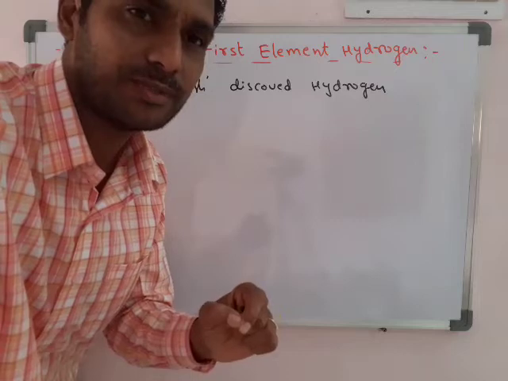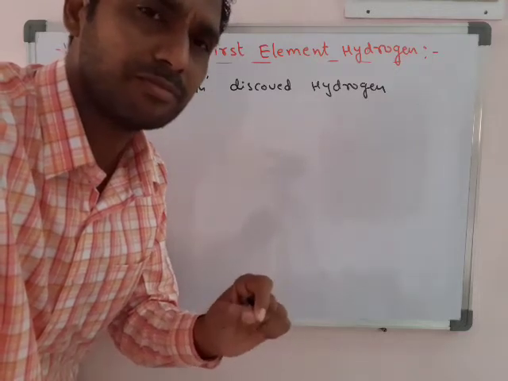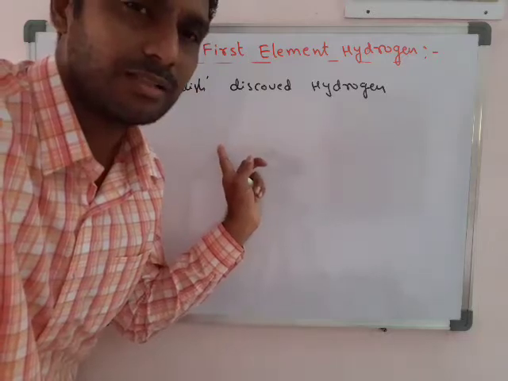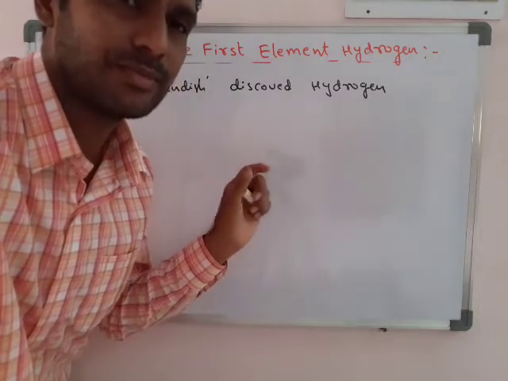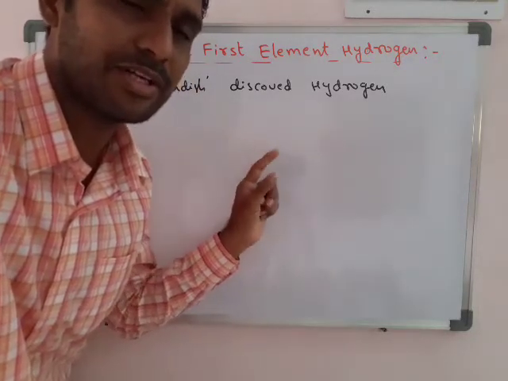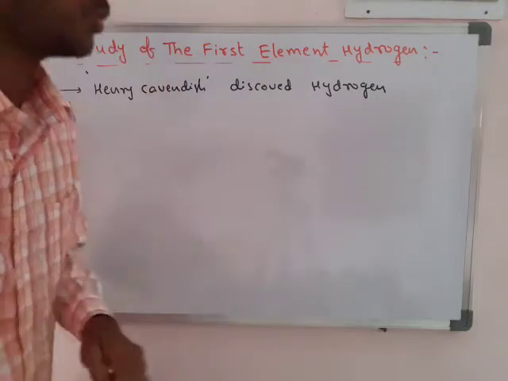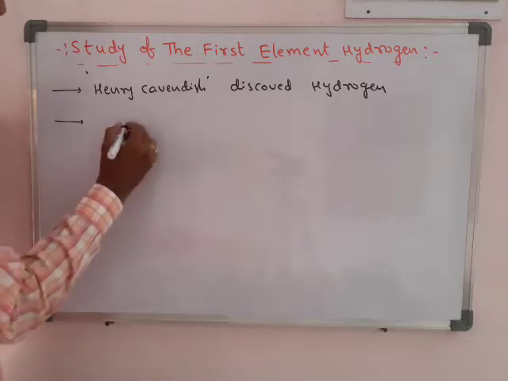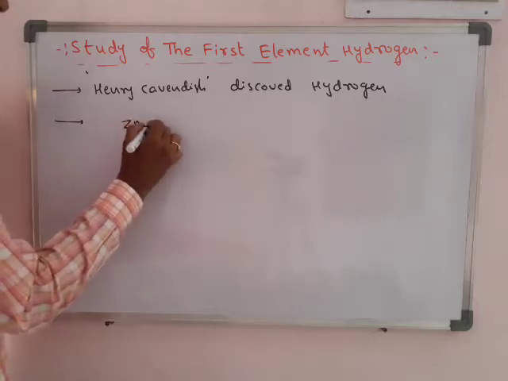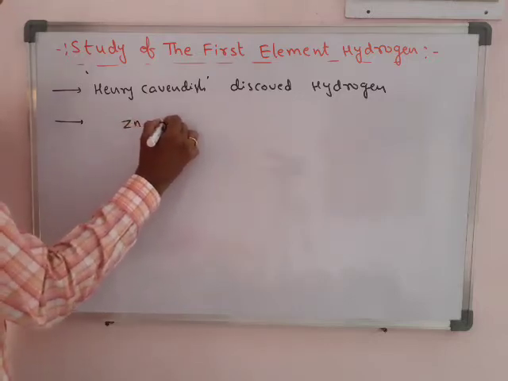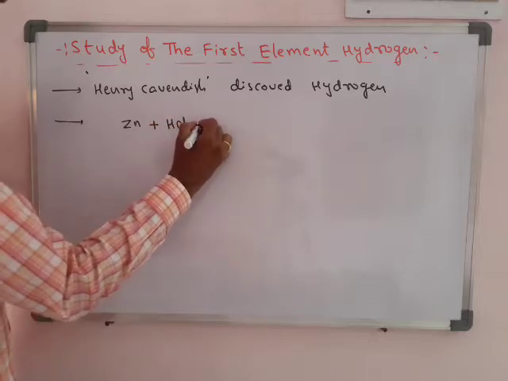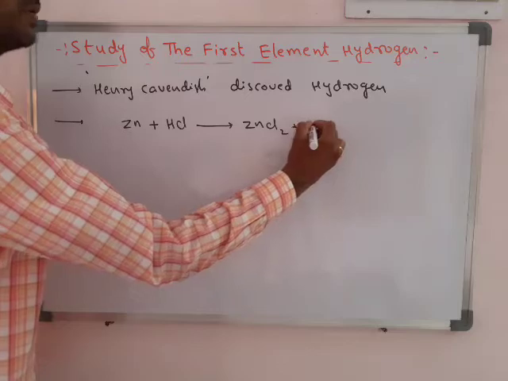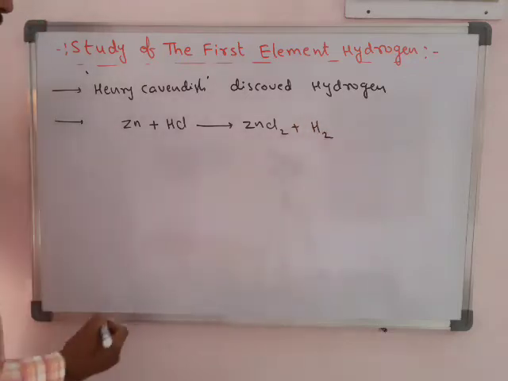So next, after very few years, Henry Cavendish discovered the hydrogen. What reaction did he use in the experiment? He made the reaction of zinc with HCl and prepared hydrogen gas at first.